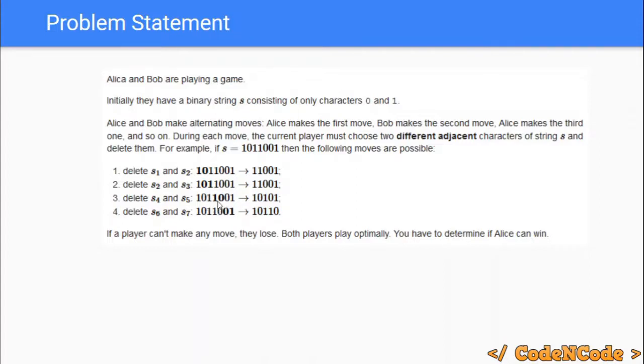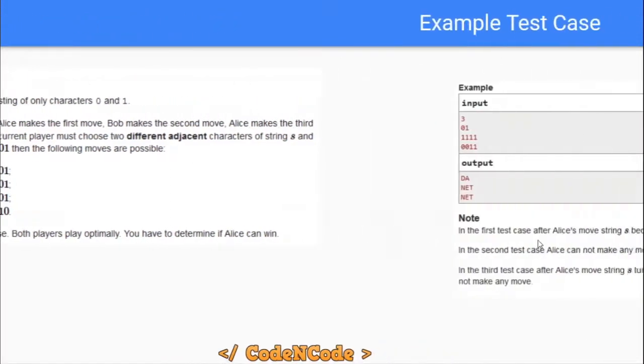Remember, I cannot remove these two because they are the same. They must be consecutive and they must be different, so this is not a move, but this is a move, and so on. As the question states, Alice starts first and they take turns alternately. The person who cannot make a move loses. So we have to tell which one wins, either Alice or Bob. So this is the problem.